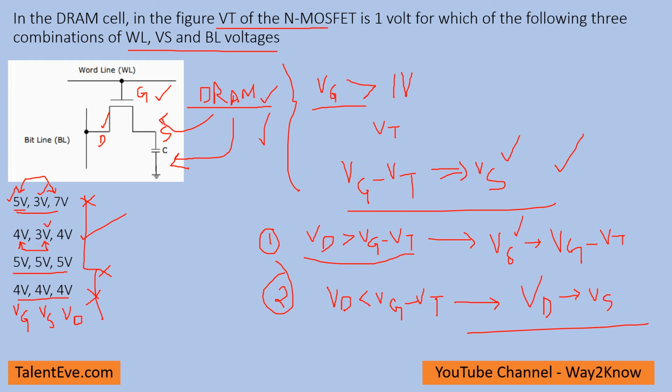So one has to remember that this MOSFET used here is nothing but a switch, where this either gives a 0 to the capacitor. 0 means there won't be any voltage applied, so the capacitor will not charge, or there will be some voltage that will be applied to the capacitor. So that is how this DRAM cell works.